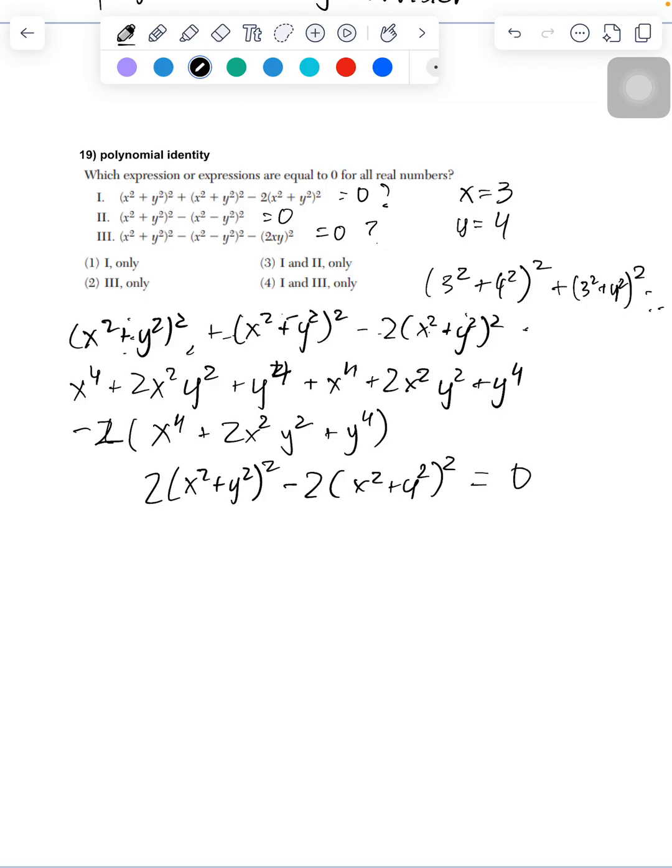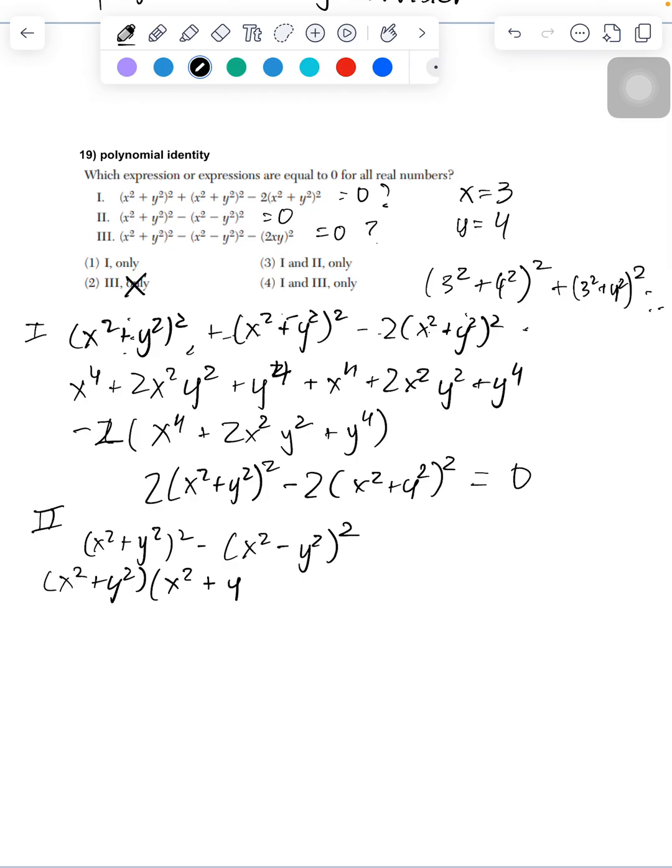So I know 1 is going to be in the answers, right? So I'm going to automatically reject 3 because I know 1 is going to be in the answer. Now I have to check 2. All right, so let's work out 2. This was for 1: x squared plus y squared, all squared, minus (x squared minus y squared) squared. All right, let's do this properly. If you missed how I did it over there, I did it really fast.